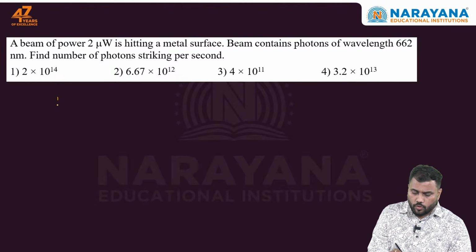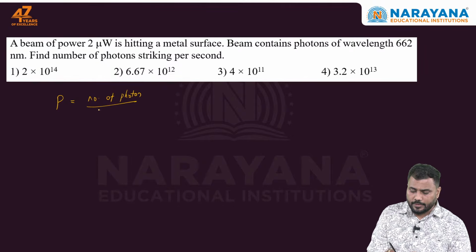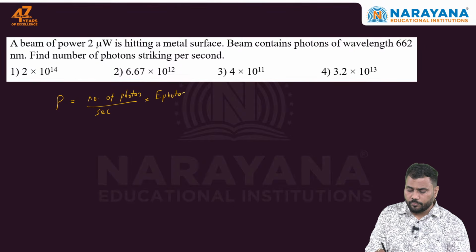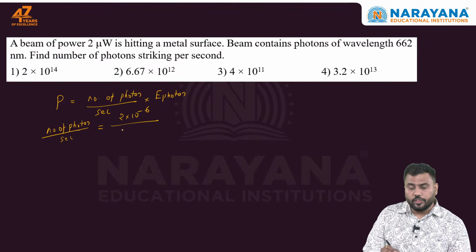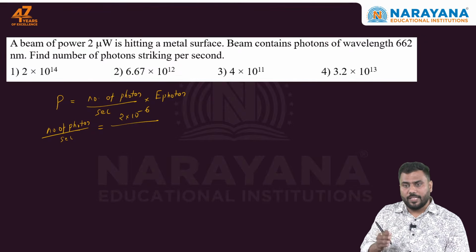So we know that total power can be written as the number of photons falling per second into the energy of each photon. Hence, the number of photons per second falling on the surface should be the power, which is 2 microwatt, divided by the energy of each photon. Energy of a photon I can write in terms of hc by lambda.